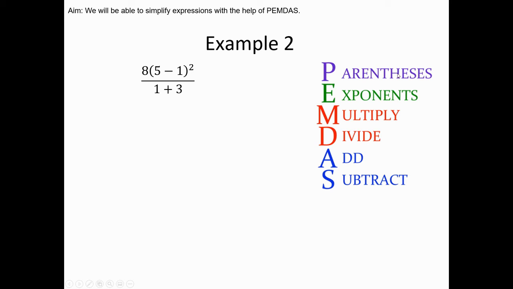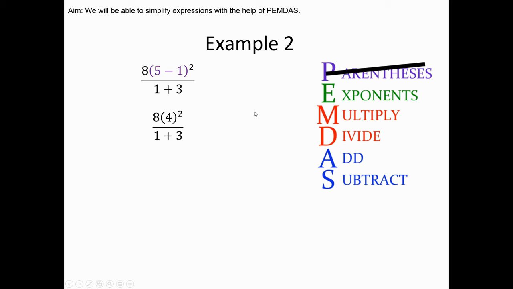Parentheses. The very first thing I see, parentheses right here. In fact, you should always be thinking about dealing with parentheses first. 5 minus 1, that's going to give us a 4. So we're done with parentheses. Well, technically we have this right here, this 4, but you can't do anything else inside of it. So now we're going to cross off parentheses because that's fully simplified.